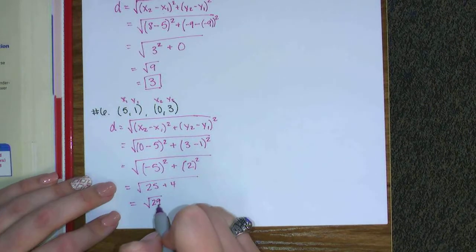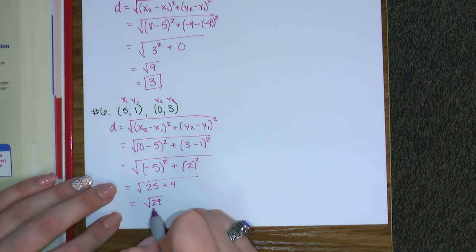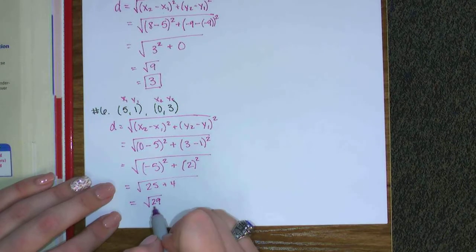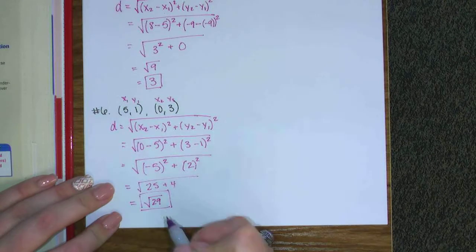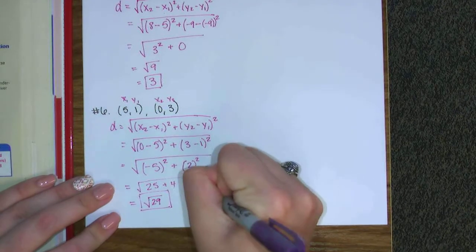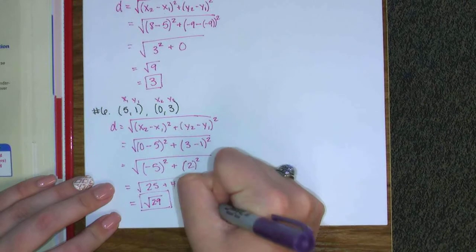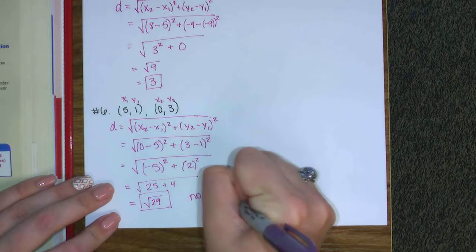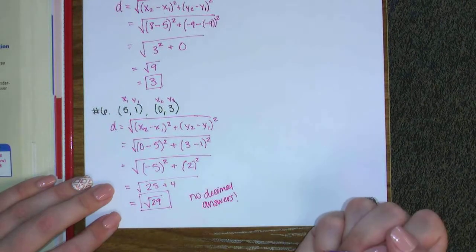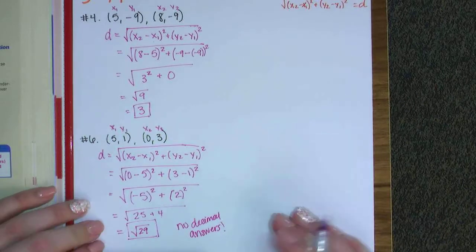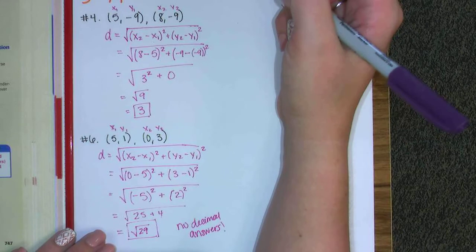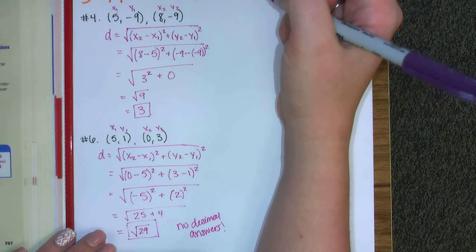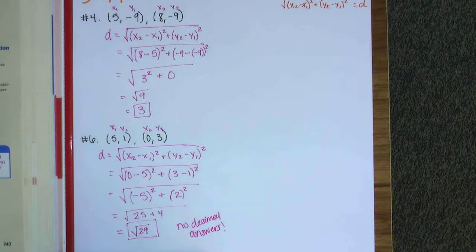Now, we can't break this up any farther, okay? We don't know what the square root of 29 is without a calculator, so this is where we leave our answer. Okay, we do not give decimal answers. Okay, we'll take points off for that. No decimal answers. Unless it specifically states it, which you'll see that in problems later, but not these type of problems.